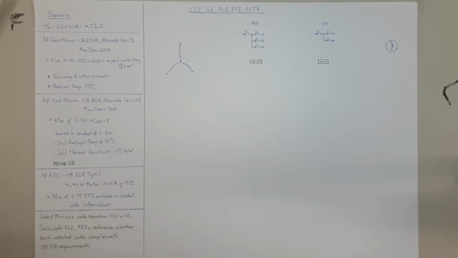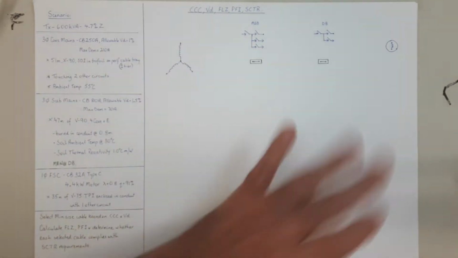So we're going to look at this scenario. I'm not going to go through the whole thing with you. What I would encourage you to do is just hit the pause button, have a look at what I've laid out there, at all the different cons mains. We've got the cons mains there, sub mains, final sub circuit. So we're looking at one scenario.